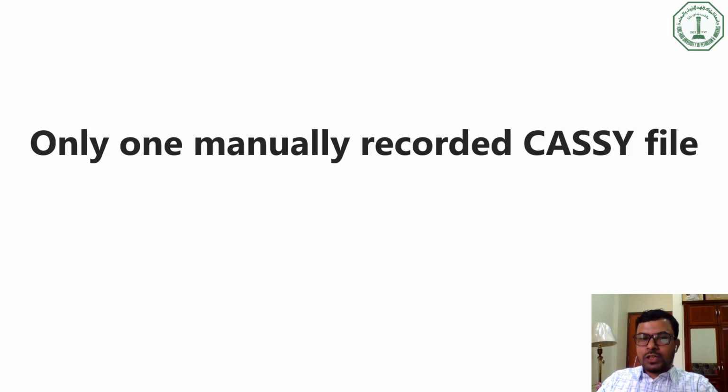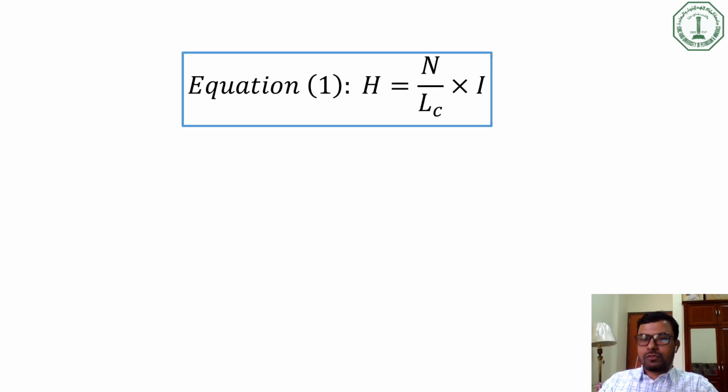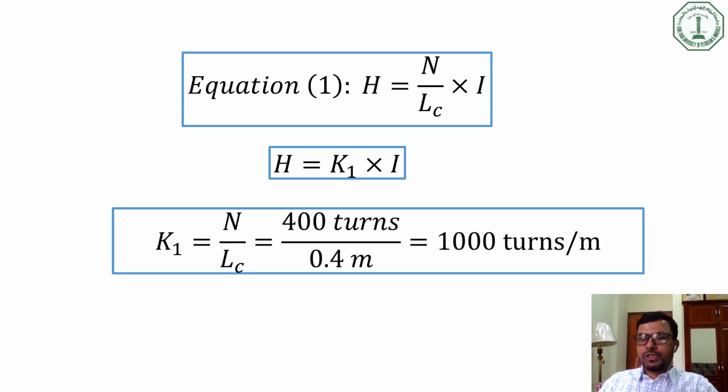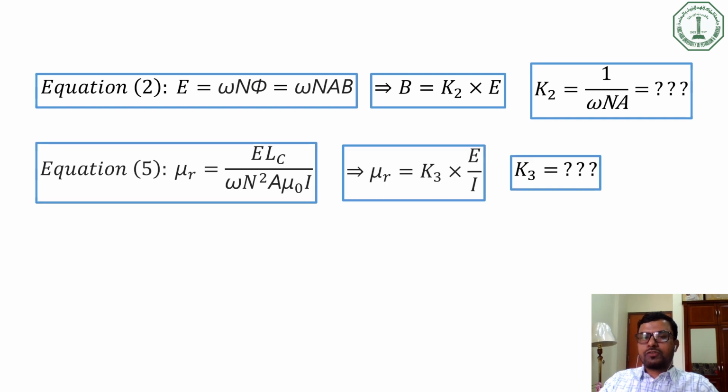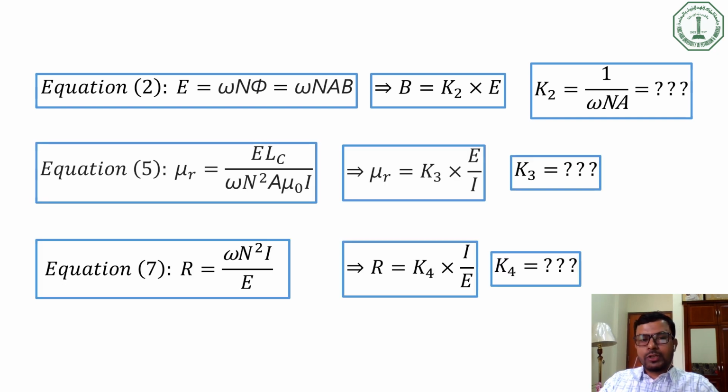Now we have one manually recorded KC file, only one. Be happy. As a part of the report requirement, we have to do a few calculations. For example, this is our equation number 1 from the manual, which can also be represented as H equals K1 I. From these two equations, we can calculate the value of K1, which is 1000 turns per meter. Similarly, from equation number 2, we can calculate K2. From equation number 5, we can calculate K3. And from equation number 7, we can calculate K4.